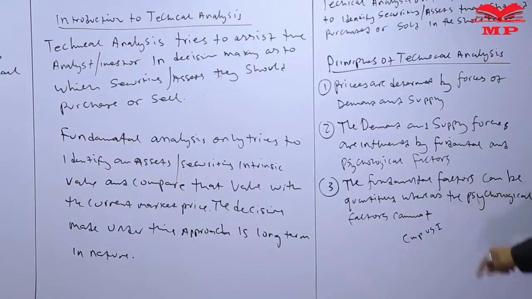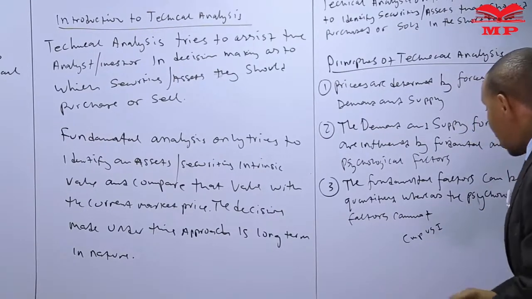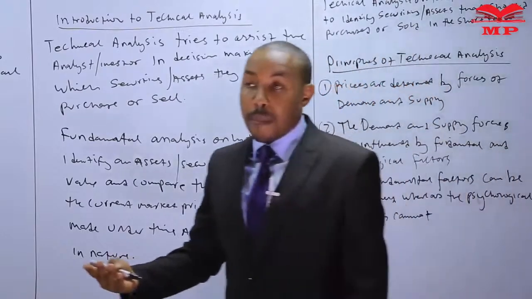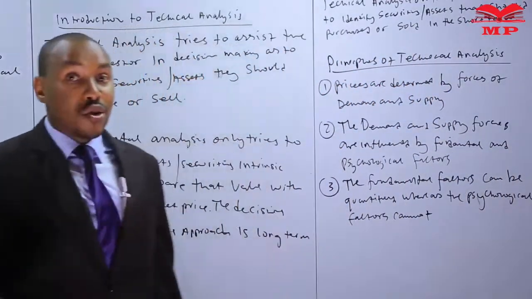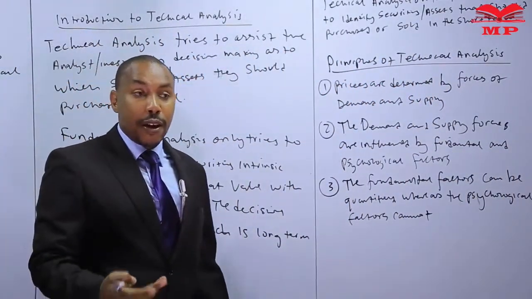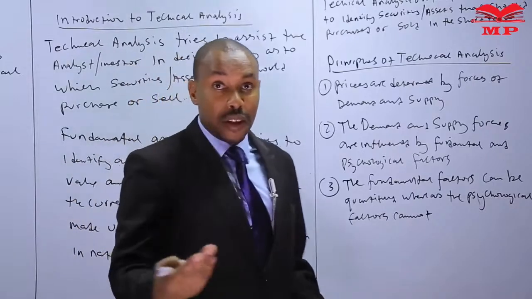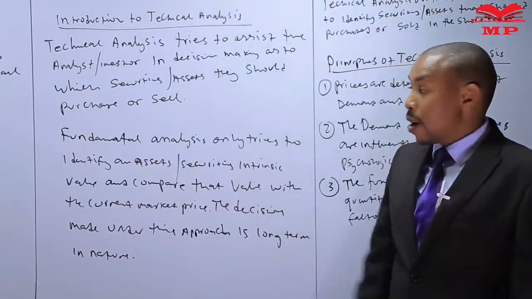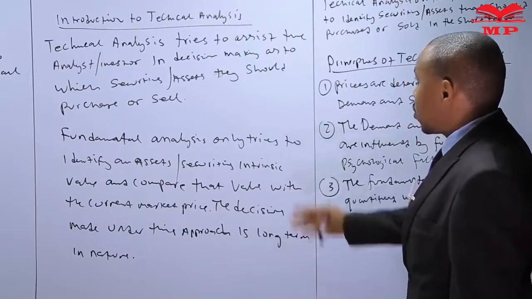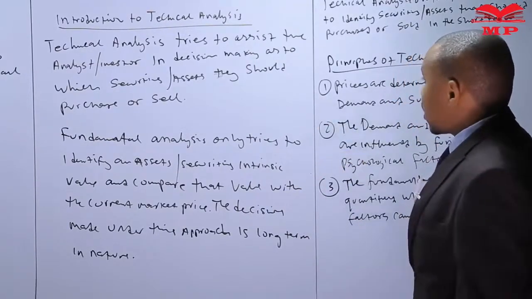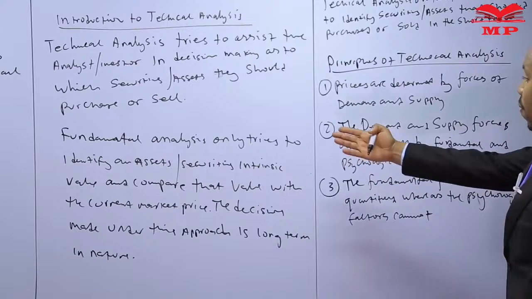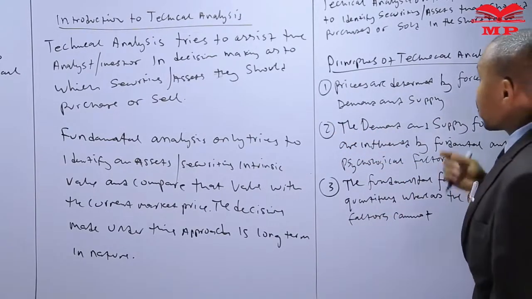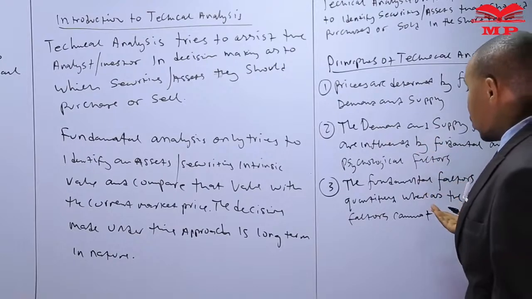We are saying that psychological factors cannot be quantified because you cannot identify individuals' perceptions about a particular stock, neither can you quantify, say, the behavioral biases, because behavioral biases can influence the market trends, either moving up or moving down. Then we can also say that the combined effect of the fundamental factors and the technical factors is reflected in security prices.